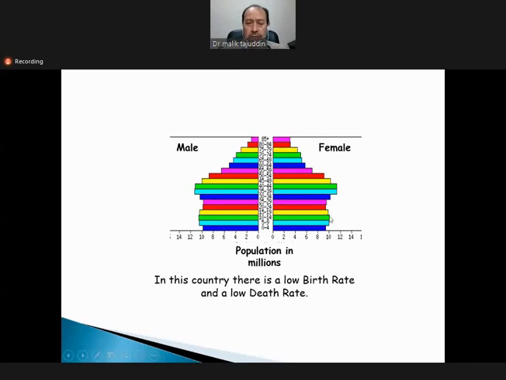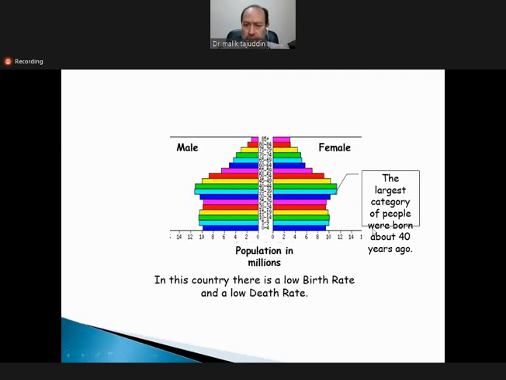So life expectancy is more, and more people are in the 80-plus, 85-plus age groups. This looks like the population pyramid of an advanced country like Japan, Germany, the USA, or the United Kingdom. So, low birth rate, low death rate, long life expectancy, and people are living long. The largest category of people were born about 40 years ago, and since then, over the last 40 years, the birth rate has been declining.